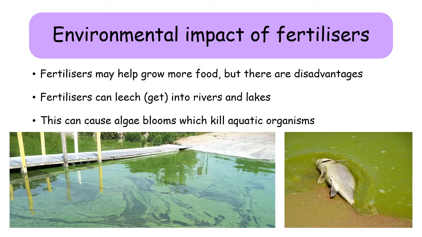Algae blooms usually look like green scum covering the surface of water. However, some algae blooms are actually red or blue. It does result in plants and animals, particularly fish, dying, which is really bad. We don't want to kill other animals, kill other sources of food by growing plants.